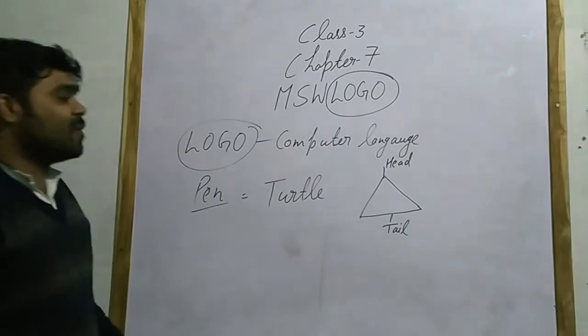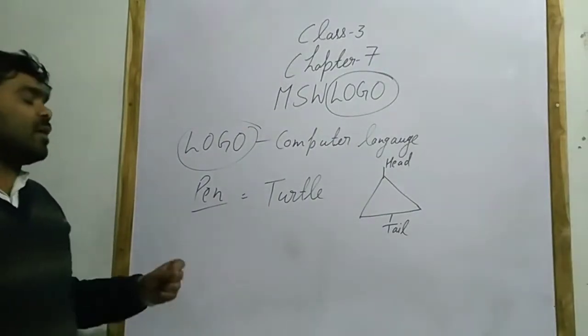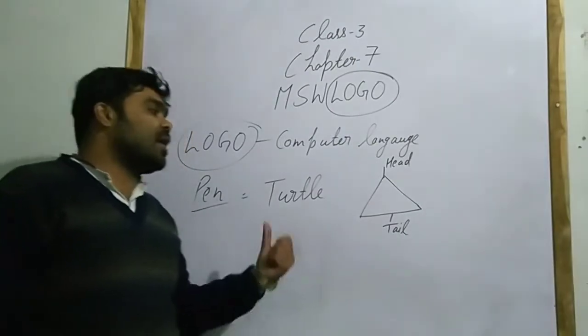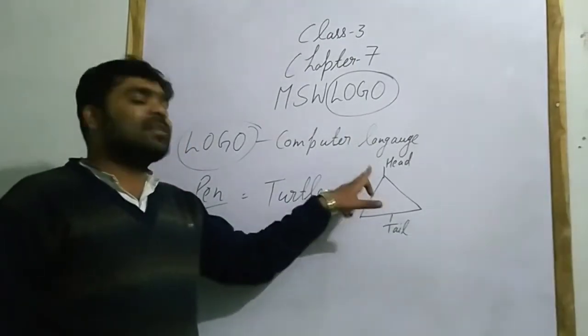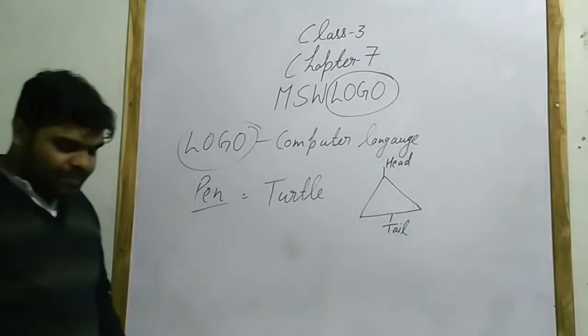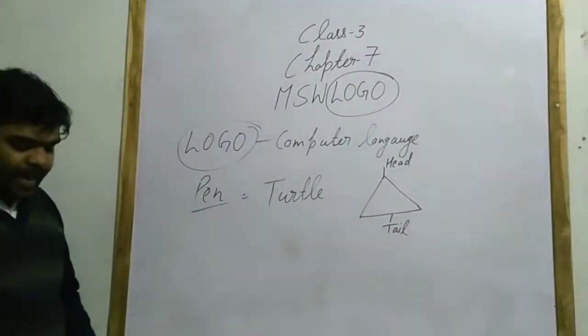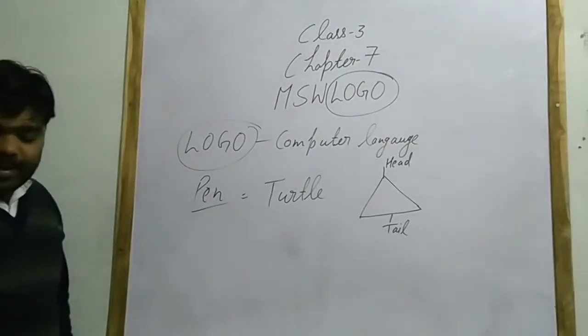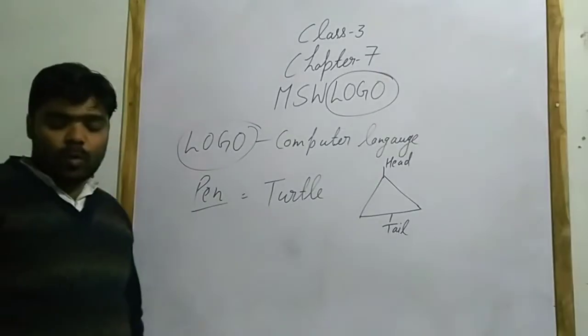When you are using Logo, you see a turtle on the screen. The upper side is your head and the lower side is your tail. A small triangle: the pointed upper part is called head and the flat lower part is called tail. A turtle understands and follows only Logo commands.